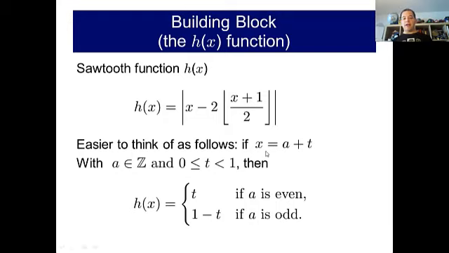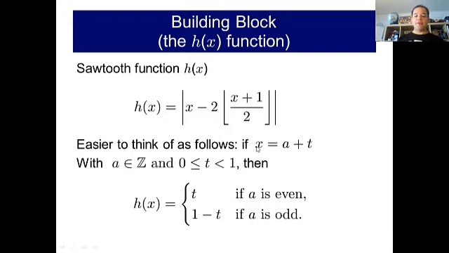So imagine that you have some x, and x has its integer part, so it's some integer a, plus its fractional part t, right? So for example, if x is 3.7, the a would be 3, and the t will be 0.7. Another example, if x is pi, then the a would be 3, right? That's the integer part of pi. And the t will be 0.14159265358972, et cetera, right? The rest of the decimal digits of pi.